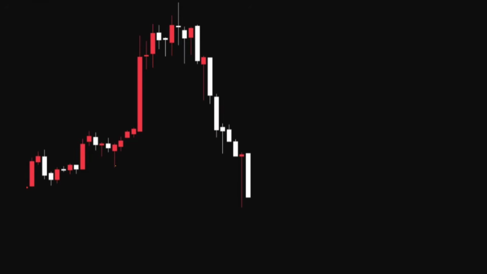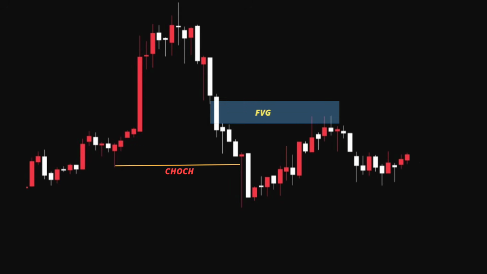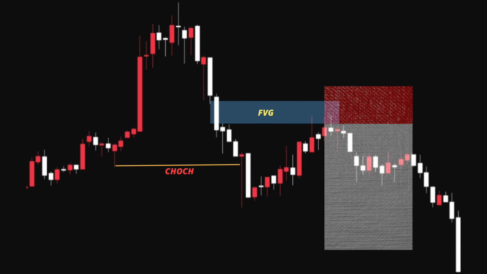Why is change of character so powerful? Most retail traders wait until it's too late, but smart money traders use change of character to catch reversals early, align with institutional footprints, and get better risk to reward entries. It's not just about patterns, it's about what's happening behind the scenes. Who's winning? Who's losing? Change of character gives you that first answer.